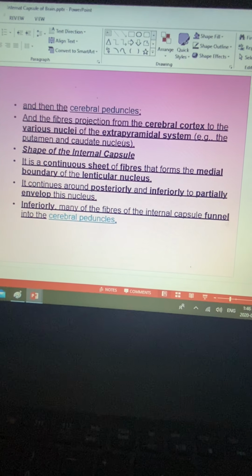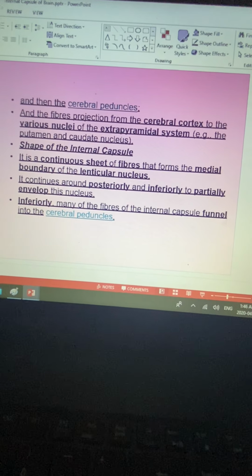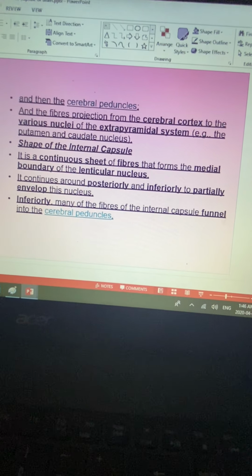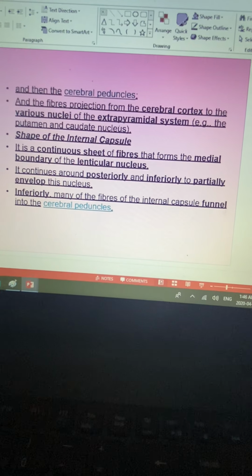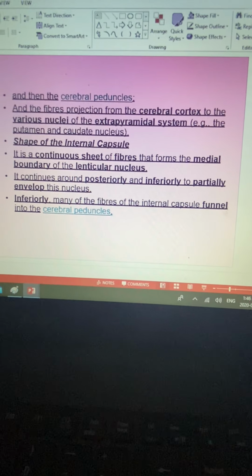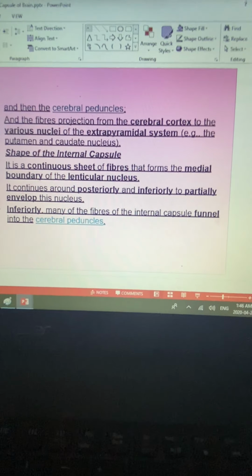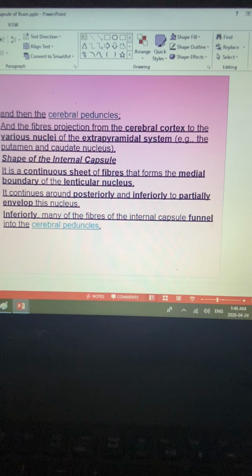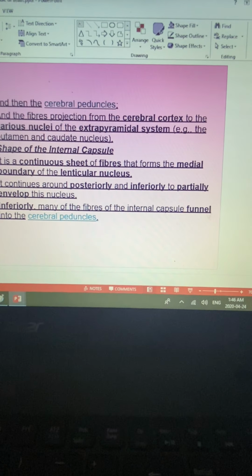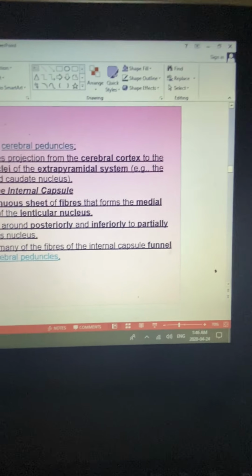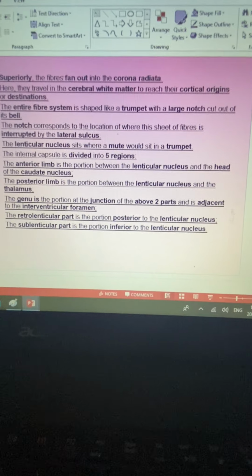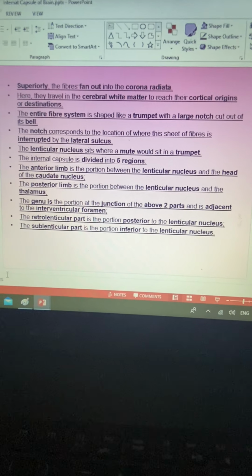Posteriorly it is going, and it is also going on the inferior surface of the lenticular nucleus and envelops it. Okay, that's why I have told you that you can also consider it in the form of a trumpet, right? Inferiorly, many of the fibers of the internal capsule funnel into the cerebral peduncles or the crus cerebri. Superiorly, the fibers fan out into the corona radiata.